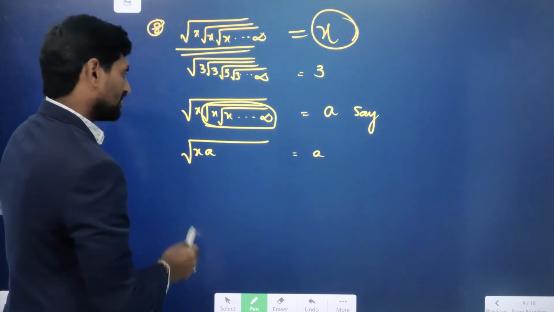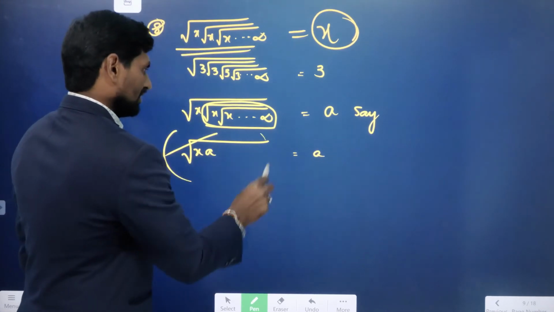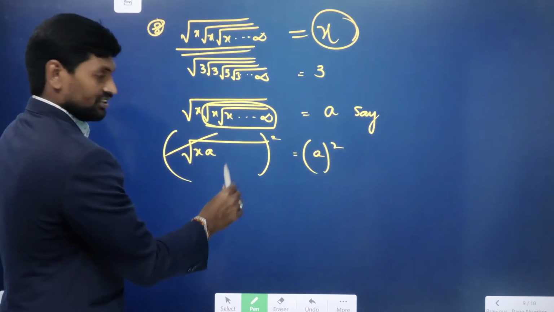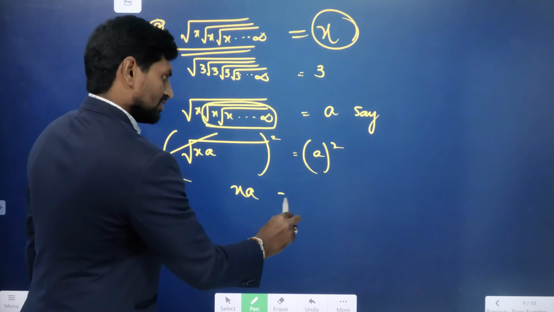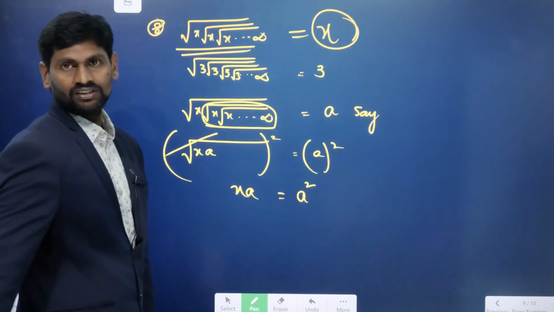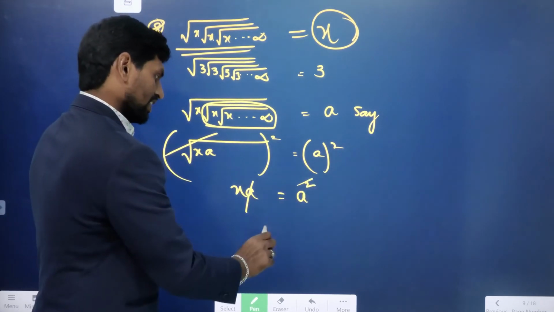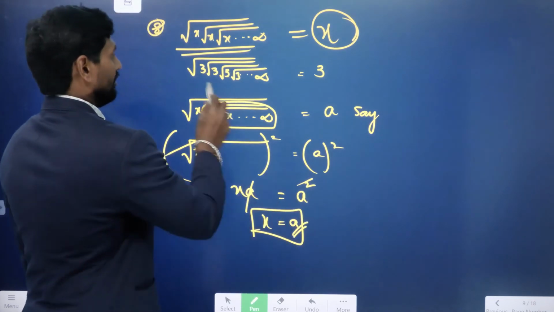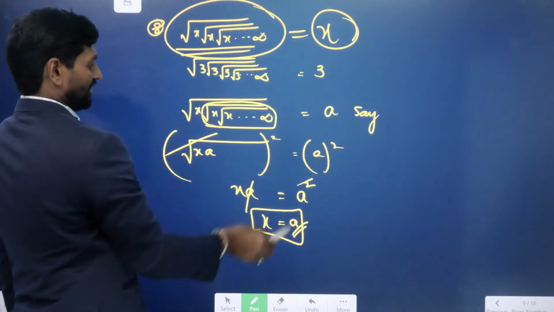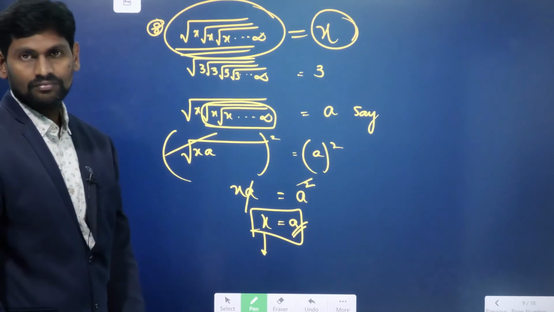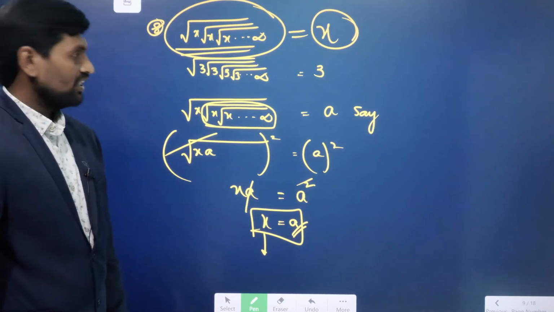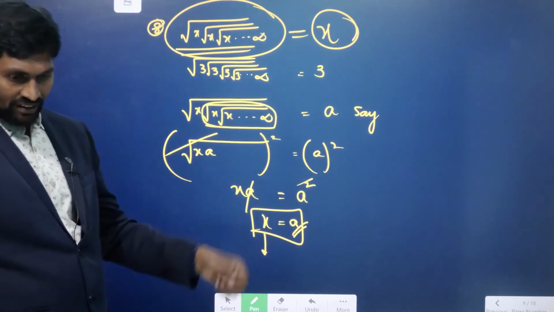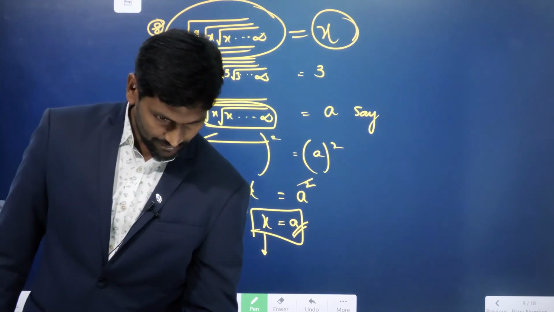Squaring on both sides. On this side, square and root cancel. On this side, the square will be there. Okay na? Now here x a equals a square. A and square cancel, x is equal to a. Then a means what? A means this entire value. This entire value I got as x. Okay na? If 3 is given, the entire value will be 3. If 6 is given, the entire value will be 6. Okay na? You can do it like that.